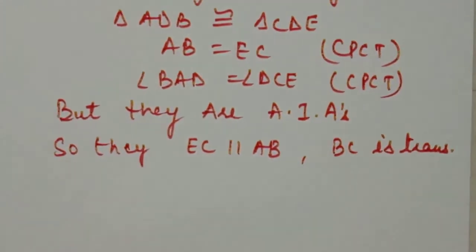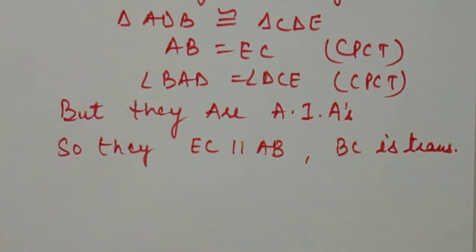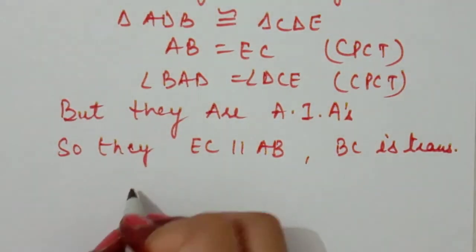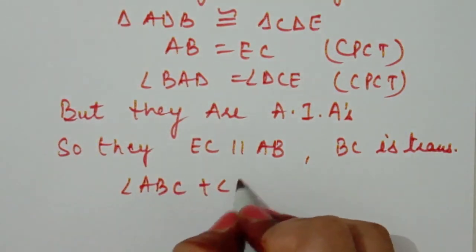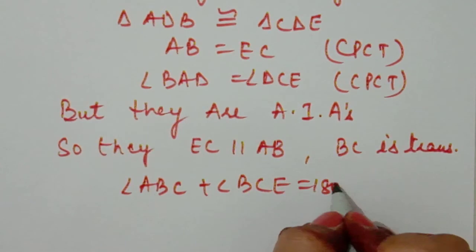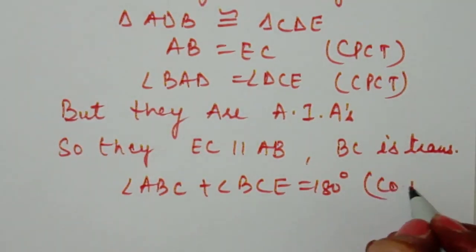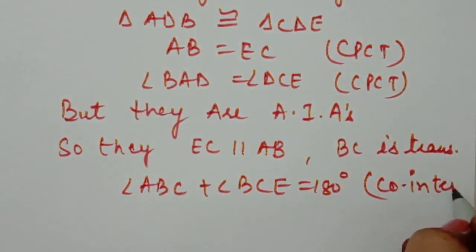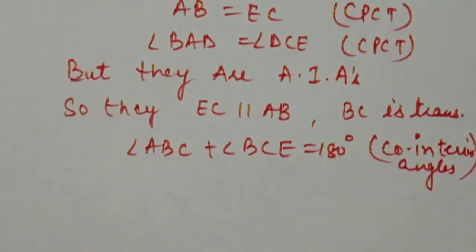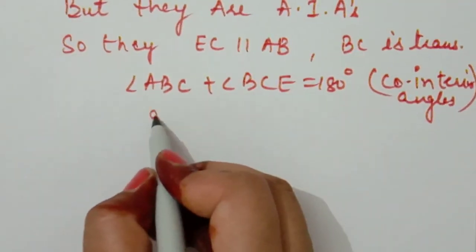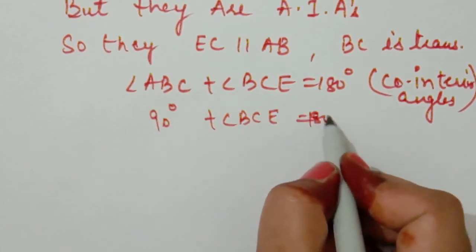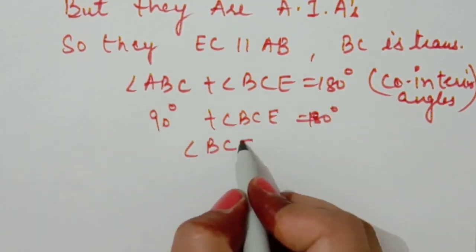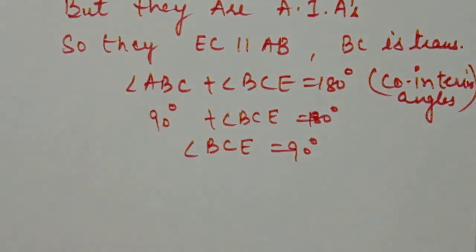BC is transversal. So if these two lines are parallel and BC is transversal, then we have so many relations. So we will use one relation, that angle ABC plus angle BCE is equal to 180 degrees. Reason, co-interior angles. This is already given 90 degrees. So we have to find the other value. So angle BCE is equal to 90 degrees.